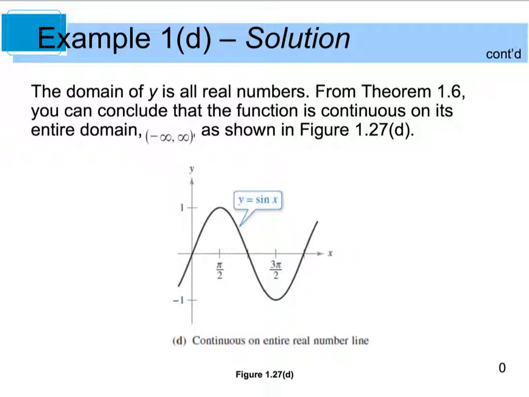Y equals sine of x, although it does alternate and we never get anything above a 1 or a negative 1, all points on the x do exist. So that is continuous across the whole number line.